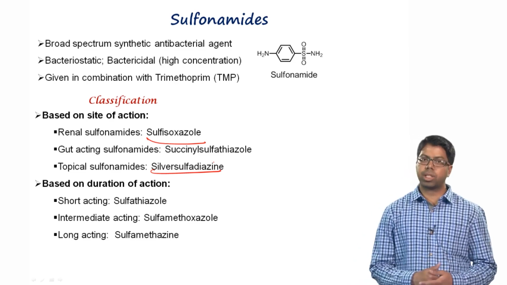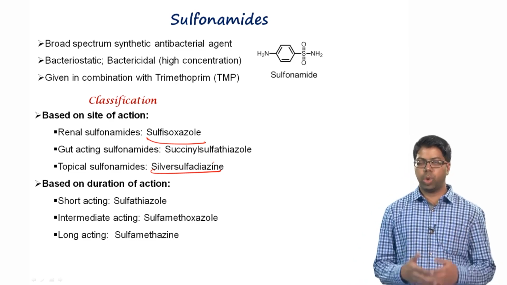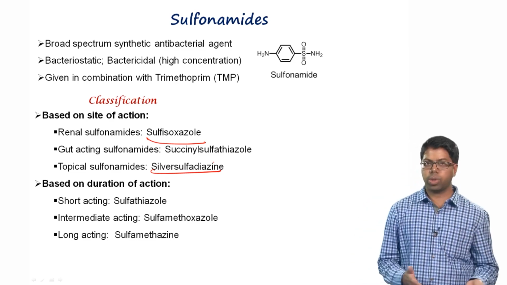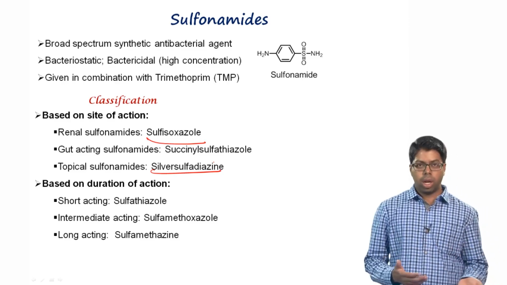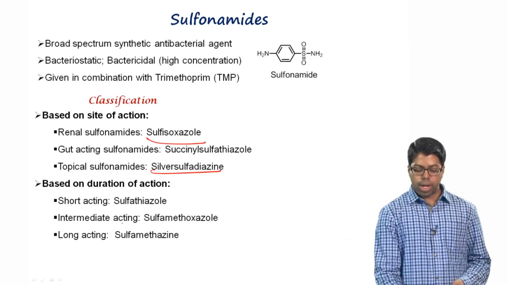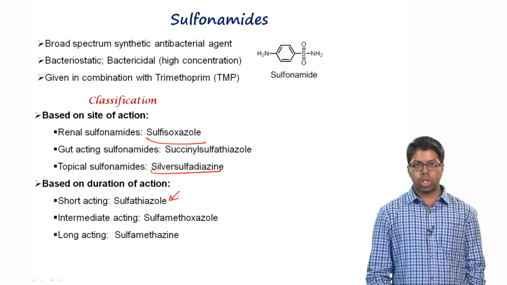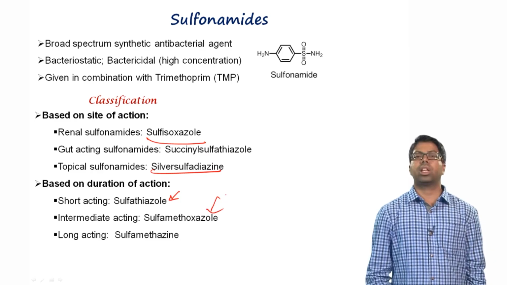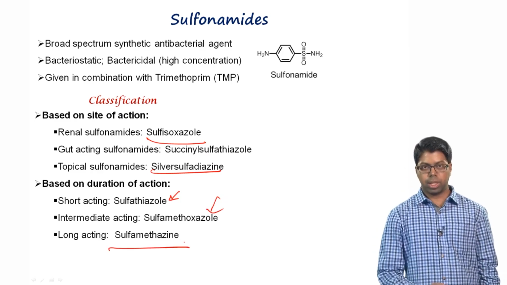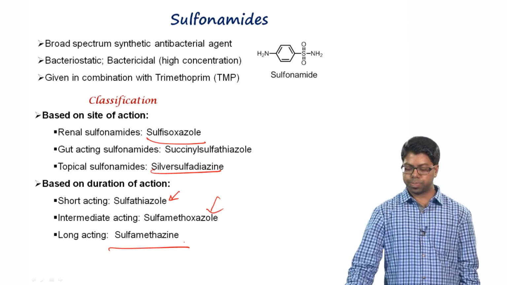Again, these sulfonamides can also be classified based on the duration of action. That means how long they are going to reside in the body and what is their half-life. Sulfathiazole is a short acting sulfonamide. Sulfamethoxazole is an intermediate acting sulfonamide, whereas sulfamethoxazine is a long acting sulfonamide.